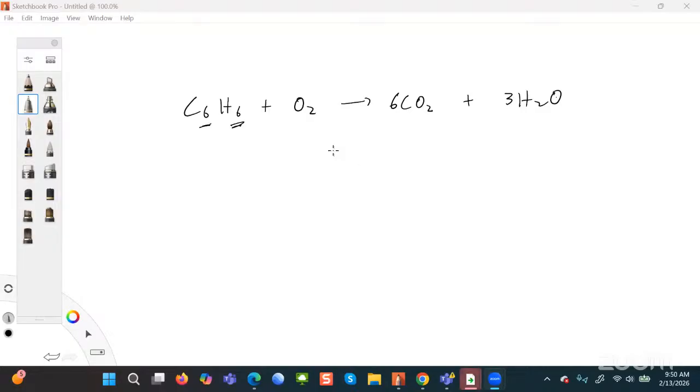You put a 4 in front of this O2? I'm sorry, repeat that. Actually, never mind. I think I got it wrong. Sorry. Okay, how many oxygens do we have on the left side?